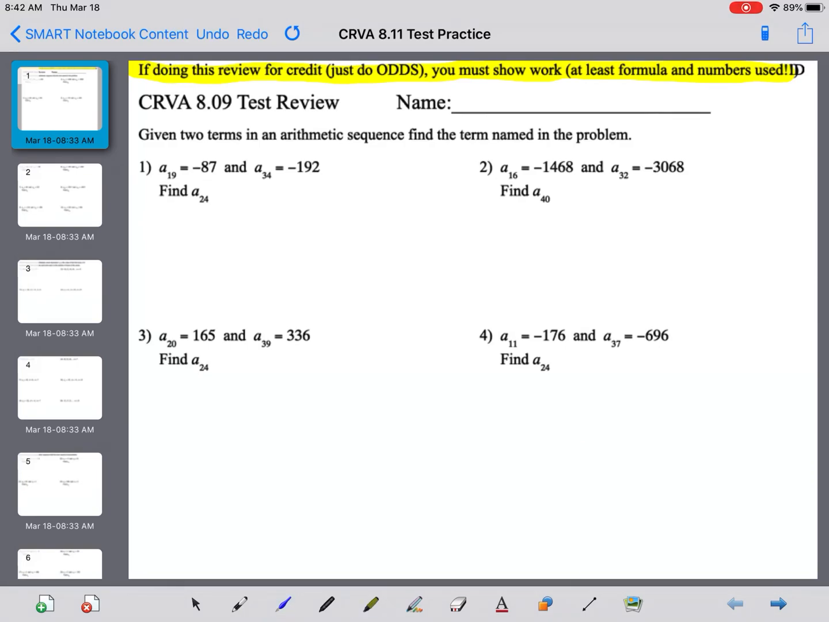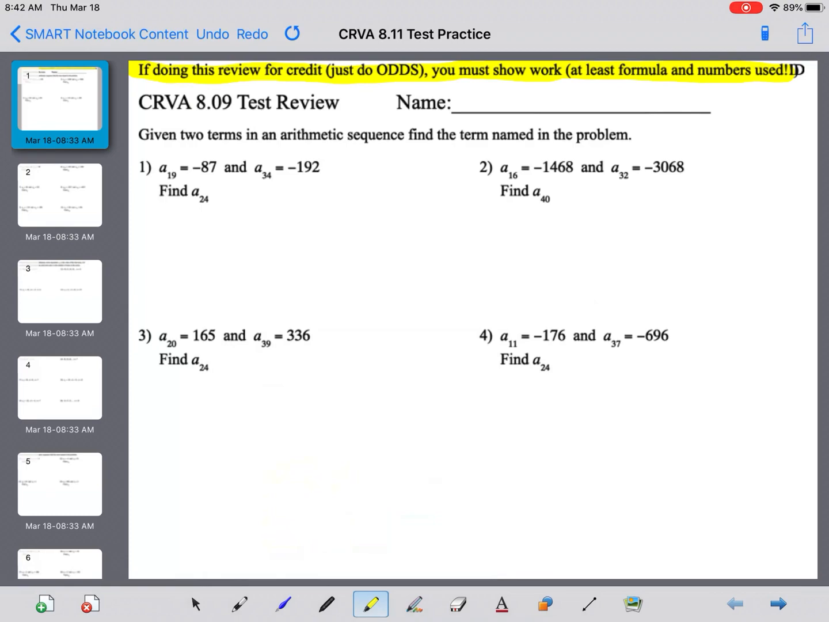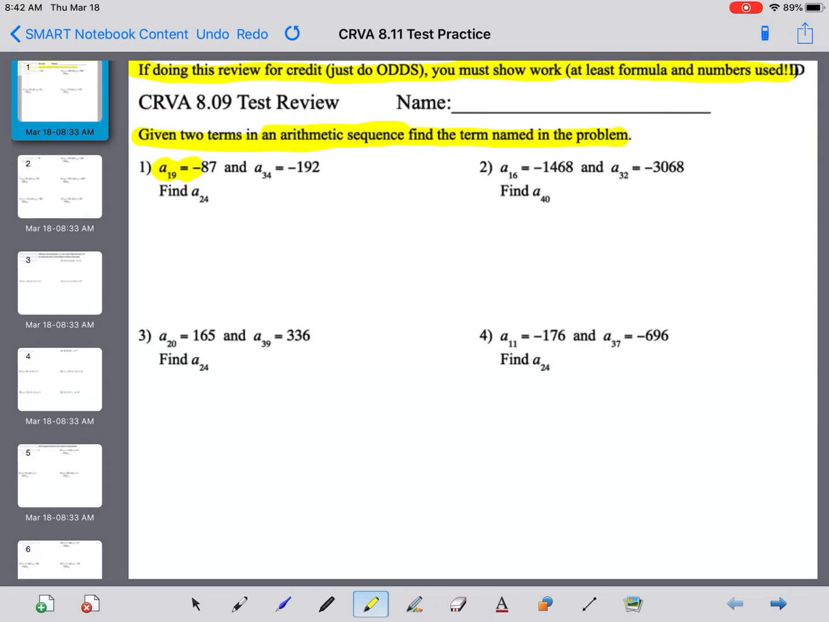So the key to doing these formula calculations is to understand what it is that you have and what it is that you want to know. So the directions say, given the 2 terms in an arithmetic sequence, so a constant rate of change, find the term named in the problem. So we know the 19th term has a value of -87, and the 34th term has a value of -192. We want to find the value of the 24th term.